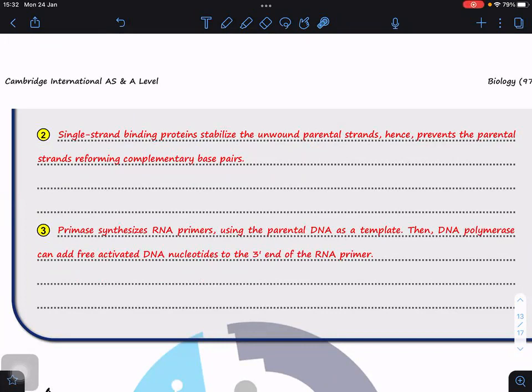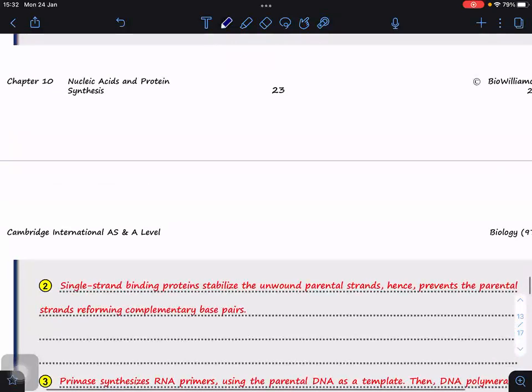Okay, so primase synthesizes the RNA primer using the parental DNA as a template. DNA polymerase can now add free activated DNA nucleotides to the 3' end of the RNA primer. Okay, so let me show you guys something. So guys, this is the parental strand.